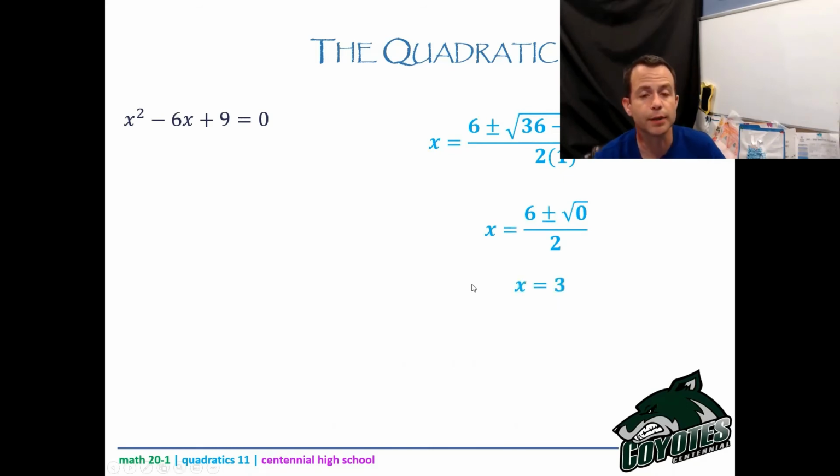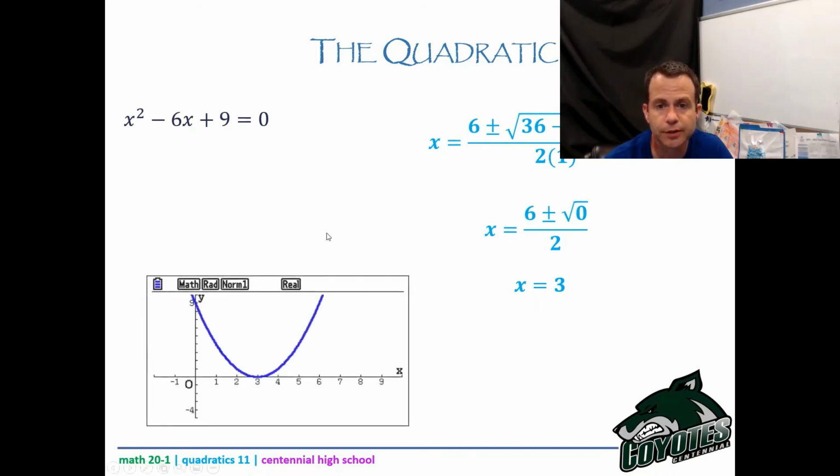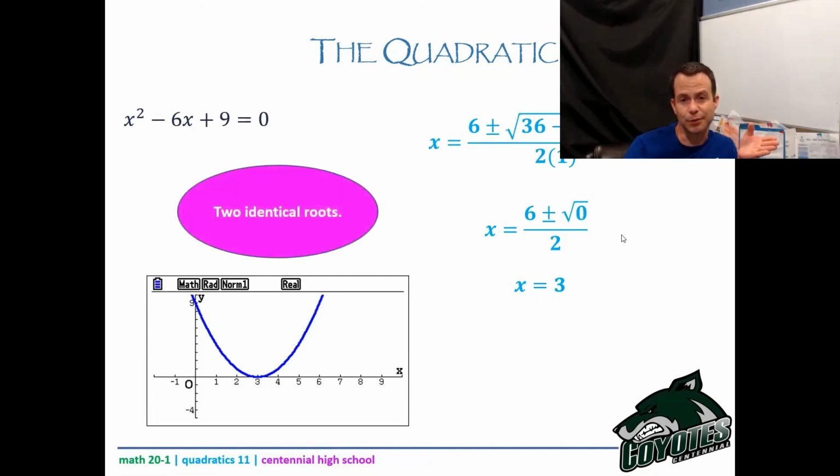Okay, go ahead and throw that in your graphing calculator. You should have gotten a picture that looks something like this. And this time I want you to notice there are not 2 distinct roots. There's only 1 solution here, but there are 2 roots. And what we say is they're identical roots. Okay, so there are 2 identical roots, sometimes you'll hear people say 2 exact roots, 2 identical roots.